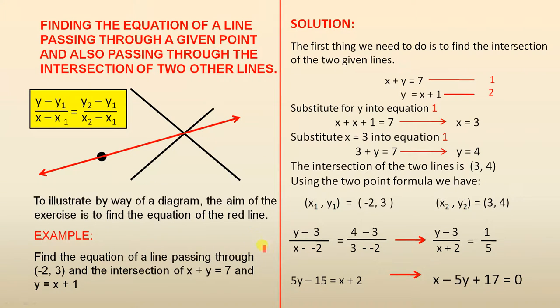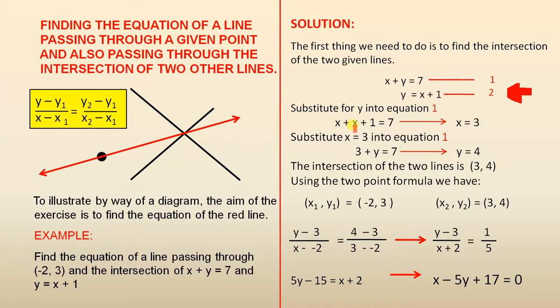Example, find the equation of a line passing through -2, 3 and the intersection of x plus y equals 7 and y equals x plus 1. Solution. The first thing we need to do is to find the intersection of the two given lines. So here are the two lines. I've designated them equation 1 and equation 2. Substitute for y into equation 1. So this value of y here, which is x plus 1, we substitute that into that y there.